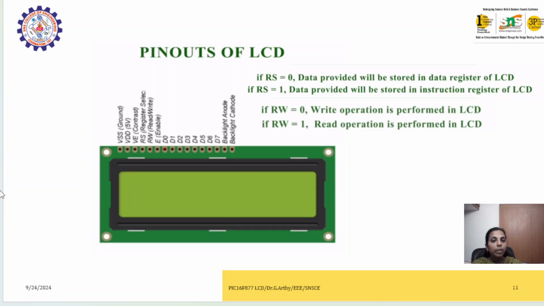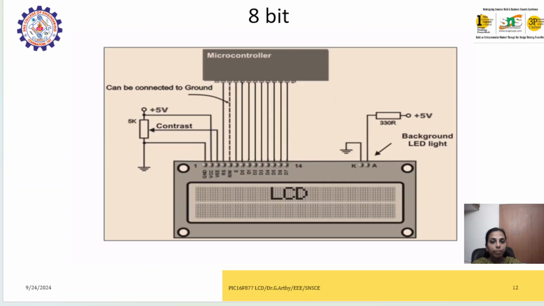So these are the pins of LCD, right? Here we have the ground, the supply, the contrast, the register select, the read write, the enable, and the data pins, 8-bit, 0 to 7. Then for backlight, anode and cathode pins. For writing, we'll be using 0, and for reading, we'll be using 1.